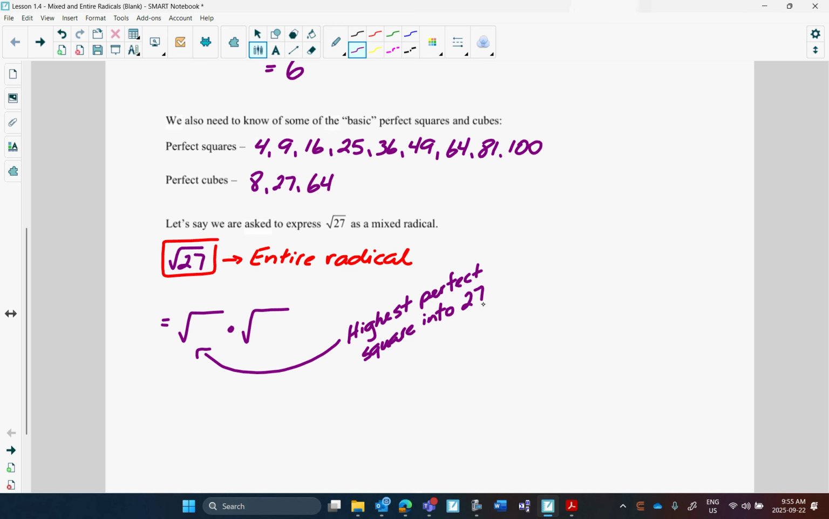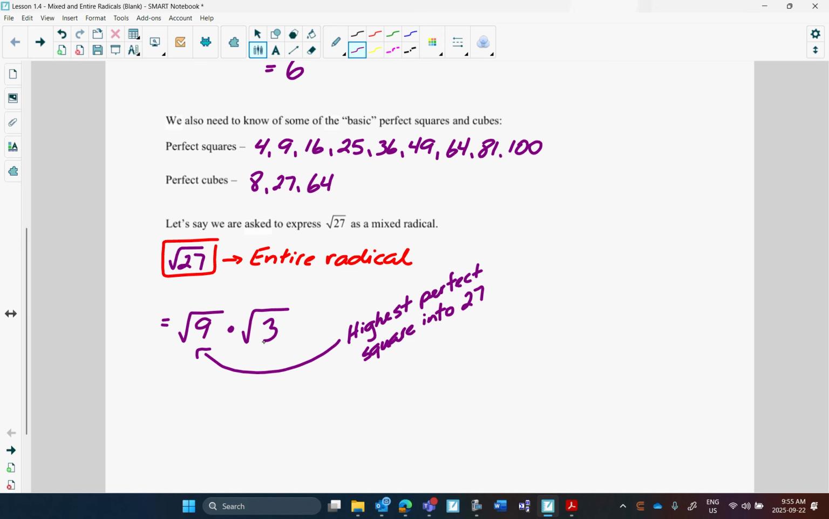Look at your perfect square list. Which of these numbers, the highest one, goes evenly into 27? 9. If this is 9, and if these two multiply to give me this, what has to go under here? 3, because 9 times 3 is 27.